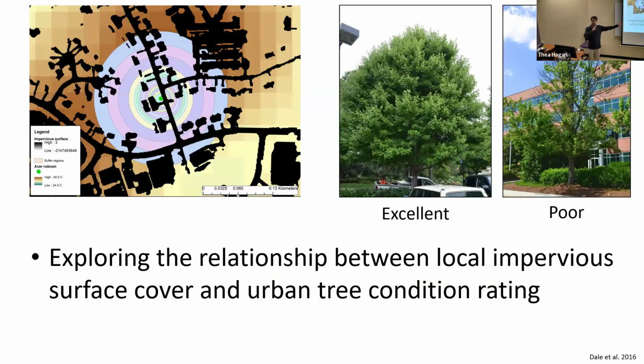So we went back to that inventory of thousands of trees, looked where each of those trees were planted, and then we quantified how much pavement was around that tree. And then looked for associations between the amount of pavement around a tree and the condition that that tree was in. From poor to fair to good to excellent.